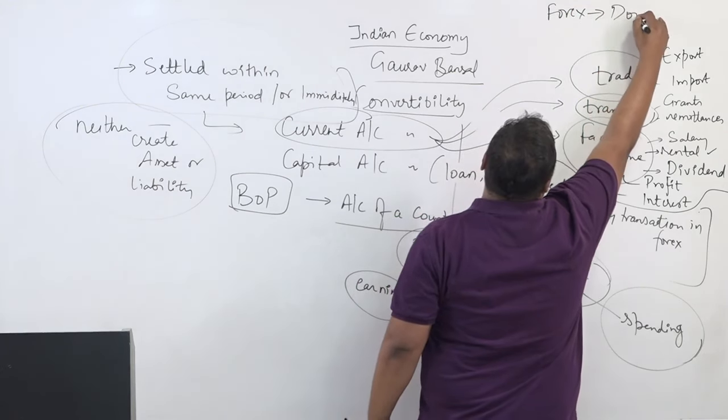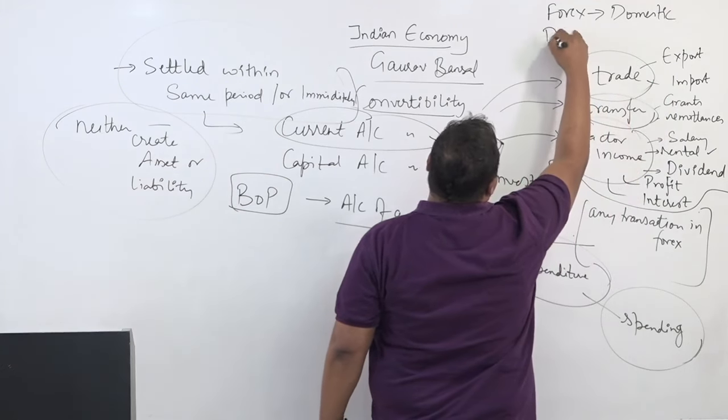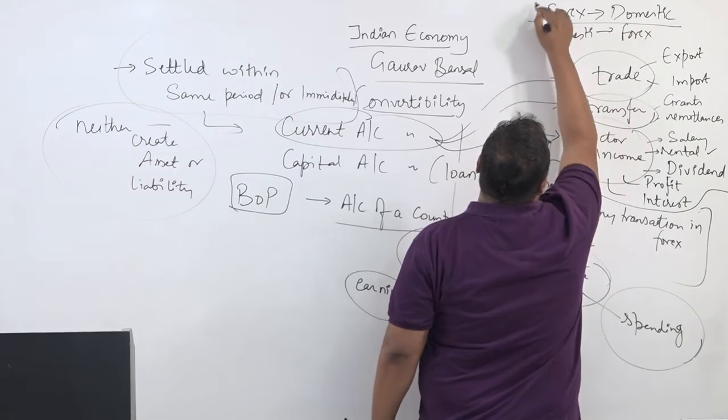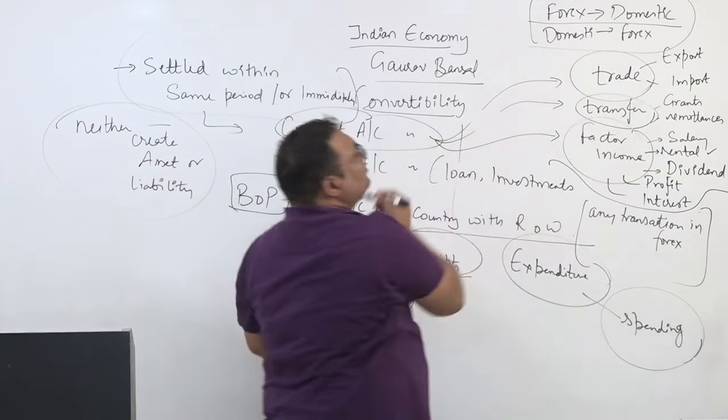Forex to domestic or domestic to forex. There are two types of currency conversions. Now we have full convertibility in current account. Since we have full convertibility in current account, it means for the purpose of trade, transfer and factor income, we have no limits, no practical limits for anybody. For purpose of trade, for purpose of sending money abroad, receiving money from abroad, sending profits abroad, etc., you can send as much as you want to.